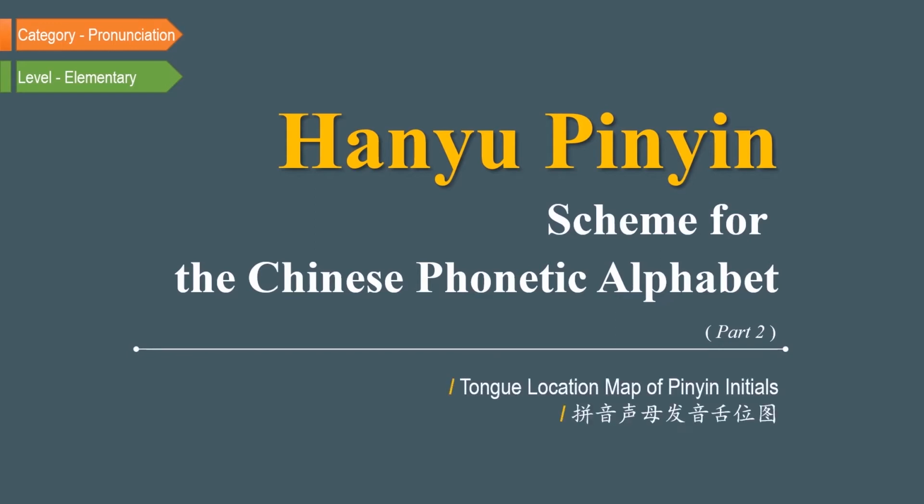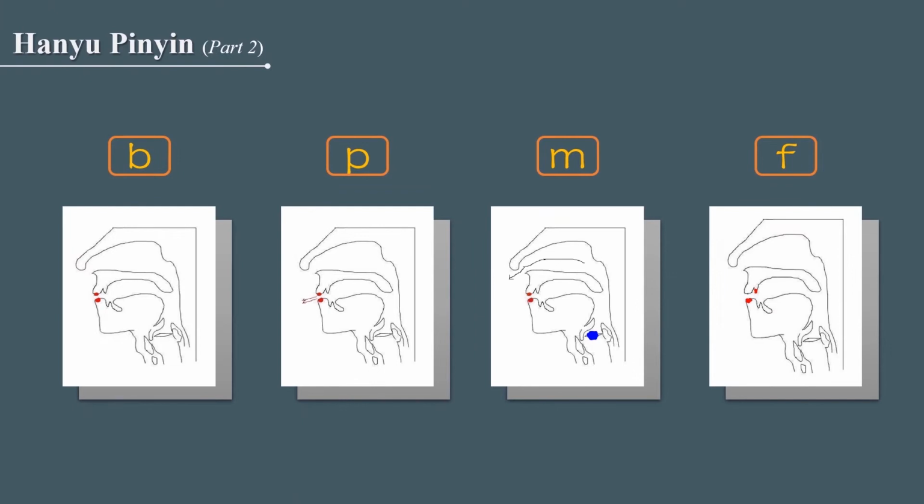Hi, Pinyin. Scheme for the Chinese phonetic alphabet, Part 2. In this video, I'll show you the tongue location maps of all the Chinese Pinyin initials. Keep your tongue in the right place according to the map, and also pay attention to the lips, where the air comes out, and the vocal cords. Now follow me.